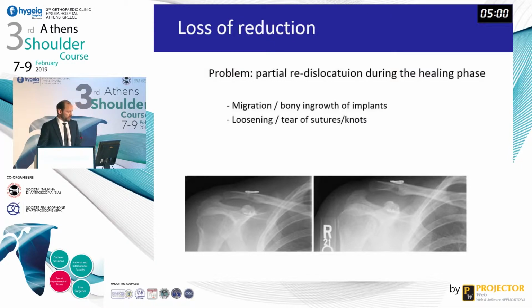Let's go through this. Loss of reduction, you can see it here. This is not normal anymore. You can see what happened. You have a tunnel widening here. Sometimes you have a bony migration of the implant into the bone, and this reduces stability, and if it's not healed, it's going to be a little bit more unstable.